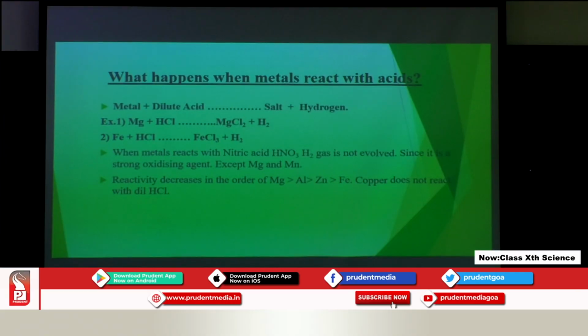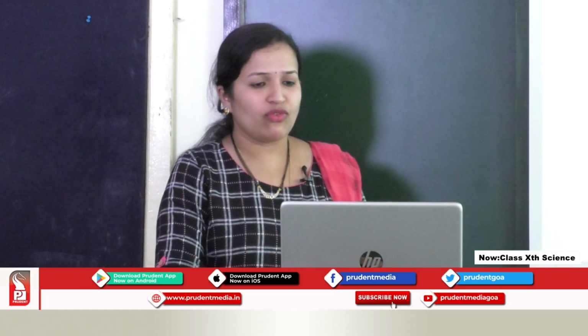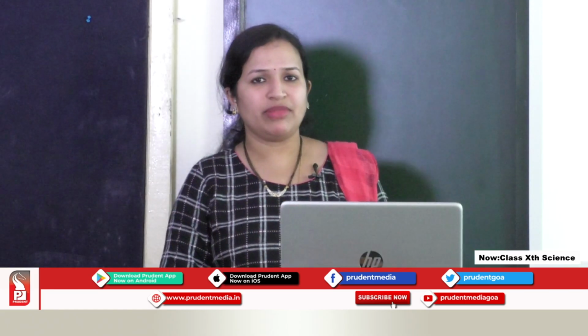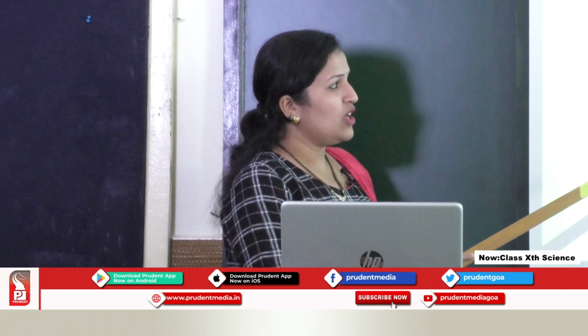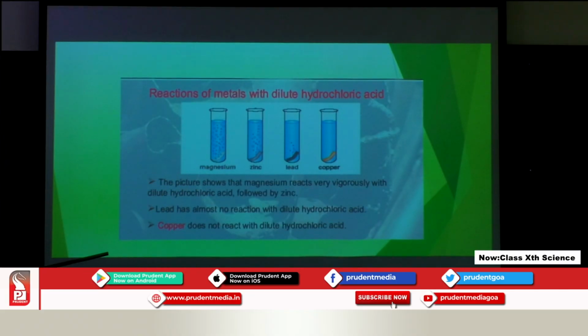Next is what happens when metals react with acids. For this I want you all to see the picture. In this picture we have taken 4 test tubes. In all the 4 test tubes we have put metal samples. A small piece of metal is cut and put in all the test tubes.